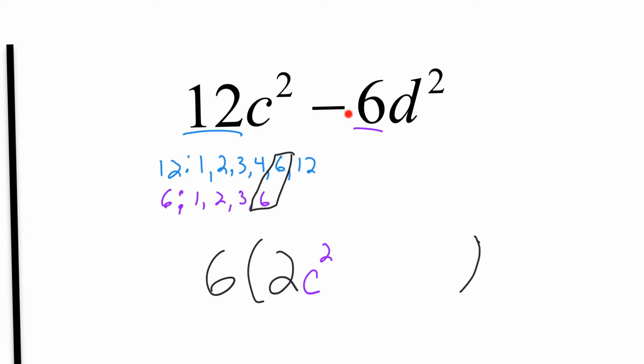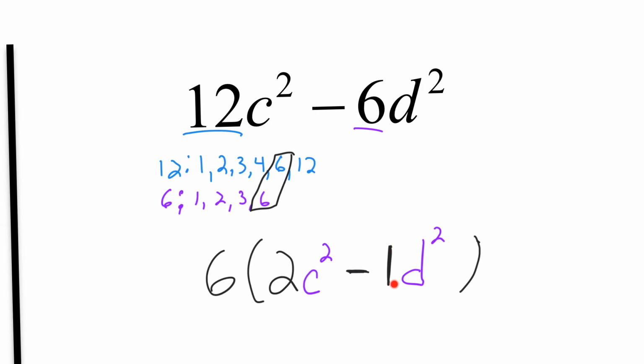Now the next one, guys, it's a negative 6. Negative 6 divided by 6, that's going to be minus 1. But you guys have a d squared because we didn't factor out a d. Notice there's no d outside, so you're not going to take out a d from the d squared.